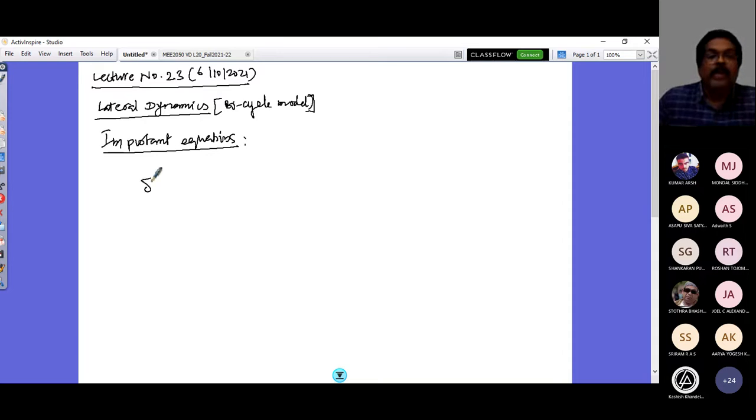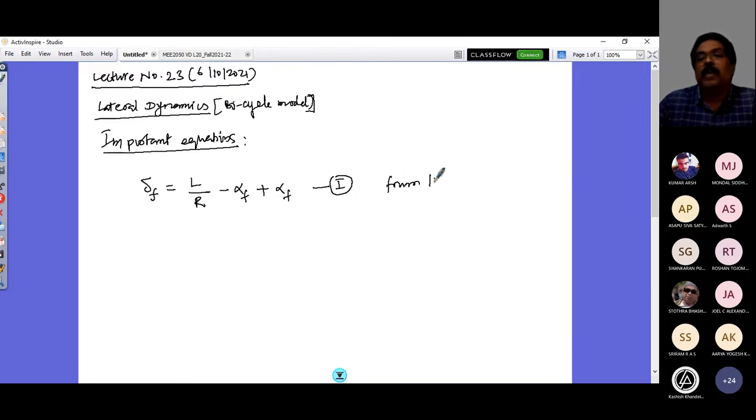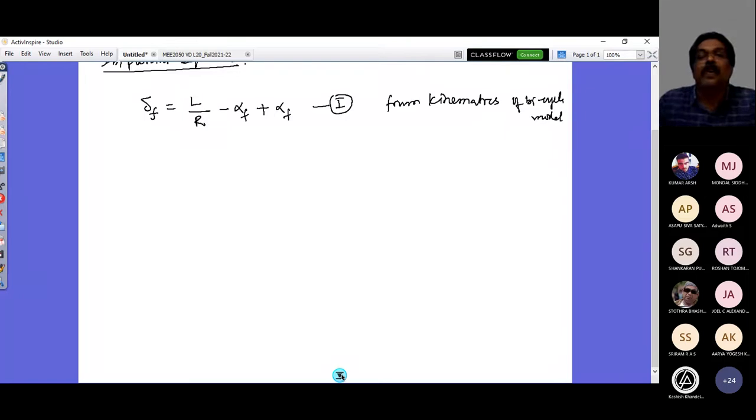So equation number one is the steering angle requirement, delta F is L by R, where L is wheelbase, R is turning radius, minus alpha F plus alpha R. We have derived this equation. This was Roman letter one equation, if you look at the earlier notes, right? And this is basically from kinematics of the bicycle model.